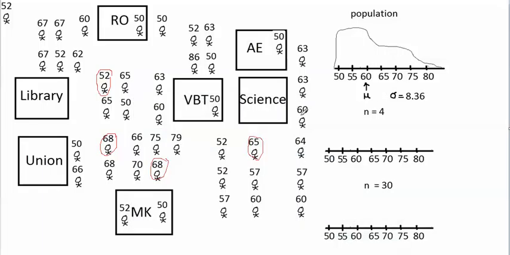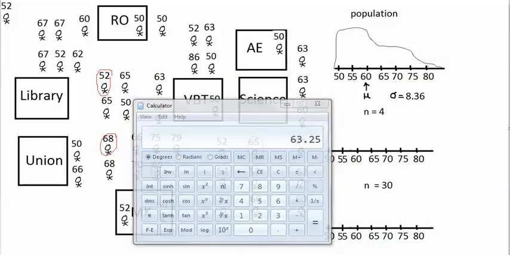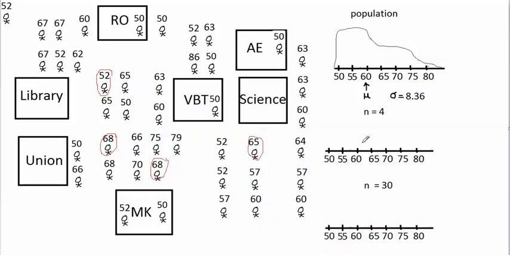And in statistics, the symbol for a sample mean is an x with a bar above it. It's called x bar. So let's put an x bar above our sample mean over here. This is saying that we took a sample of 4 people and our sample mean came out to 63.25. So let's record our sample mean right there.